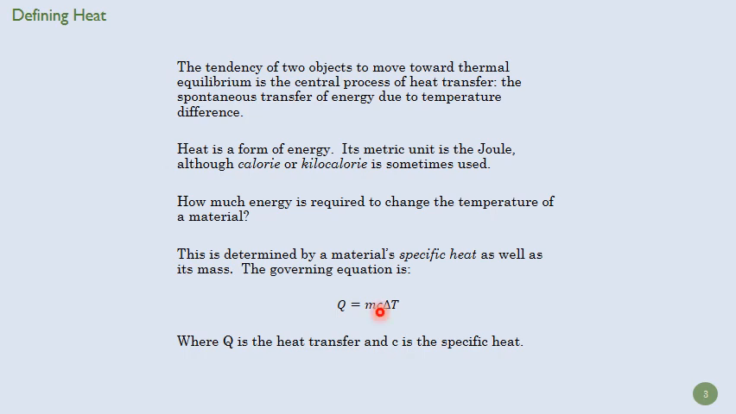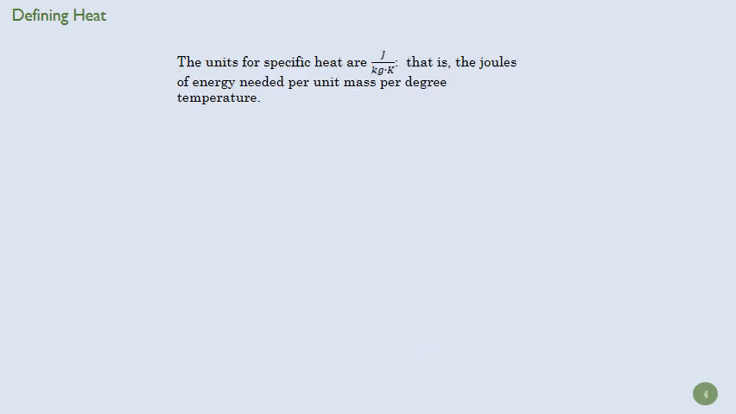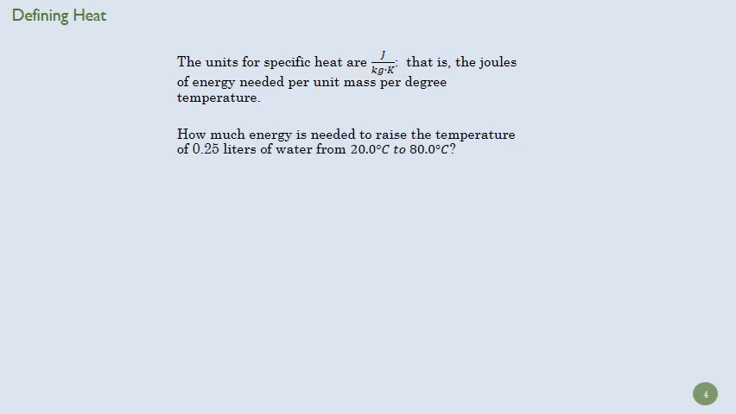So any material is going to have a specific heat, and basically it tells you how much energy is required to change its temperature. So let's do a quick example to see how that works. Units for specific heat are joules over kilograms Kelvin. That is the amount of energy needed to change a certain mass a certain number of degrees.